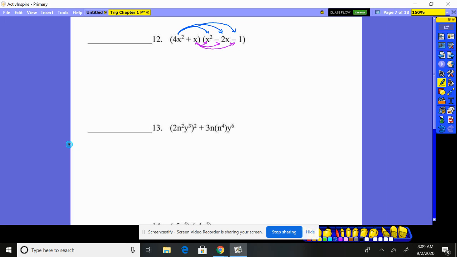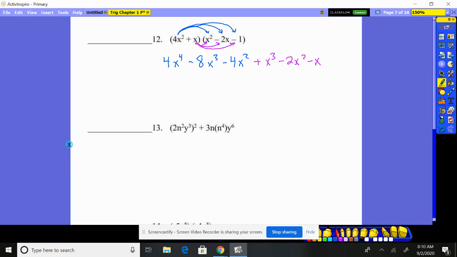So 4x squared times an x squared, that's 4 times 1, x squared times x squared, x to the 4th. 4x times that 2x, 4 times 2 is 8, x squared times an x is x cubed. 4x squared times negative 1 or minus 1 is minus 4x squared. Now let's do the x through. X times x squared, x cubed. X times that 2, minus 2x squared, and then minus x when I distribute.